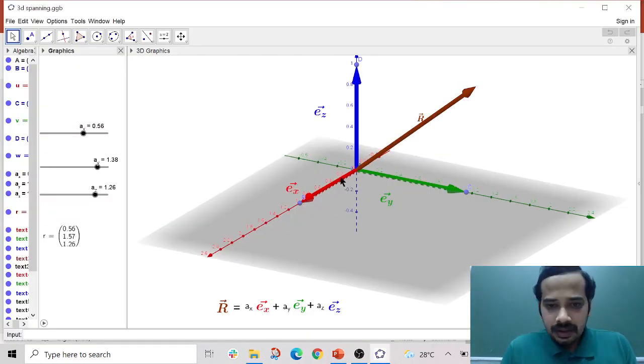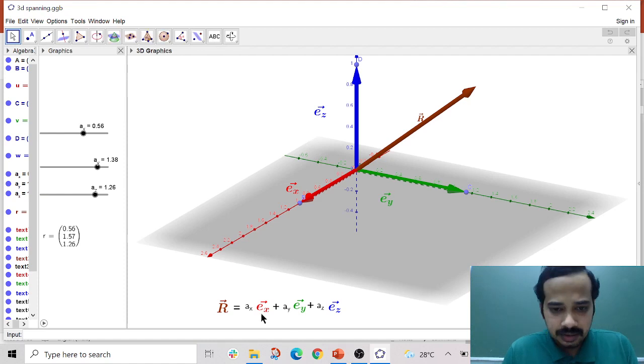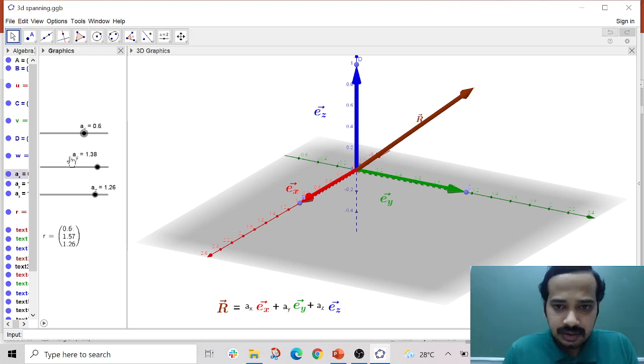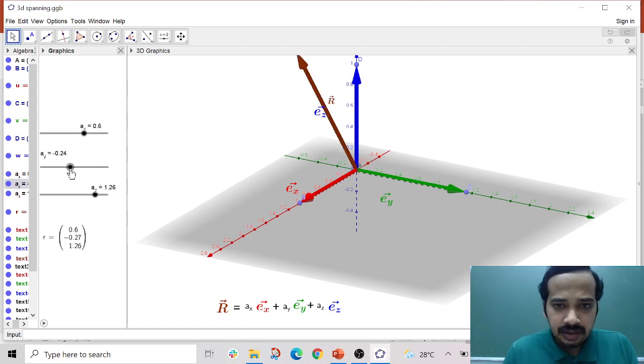Now we shall see the animation corresponding to this. Here I have taken three unit vectors ex, ey, ez. Any vector in three dimensions can be written as a linear combination of these ex, ey, and ez, where ax, ay, and az are scalars. Here I can change those ax, ay, az. By changing ax, ay, and az, I can generate any vector in three dimensions.